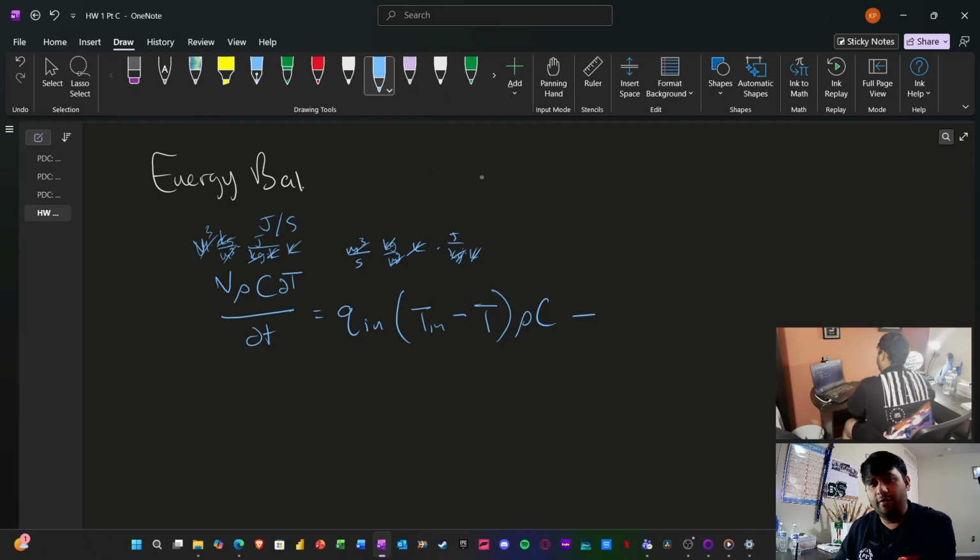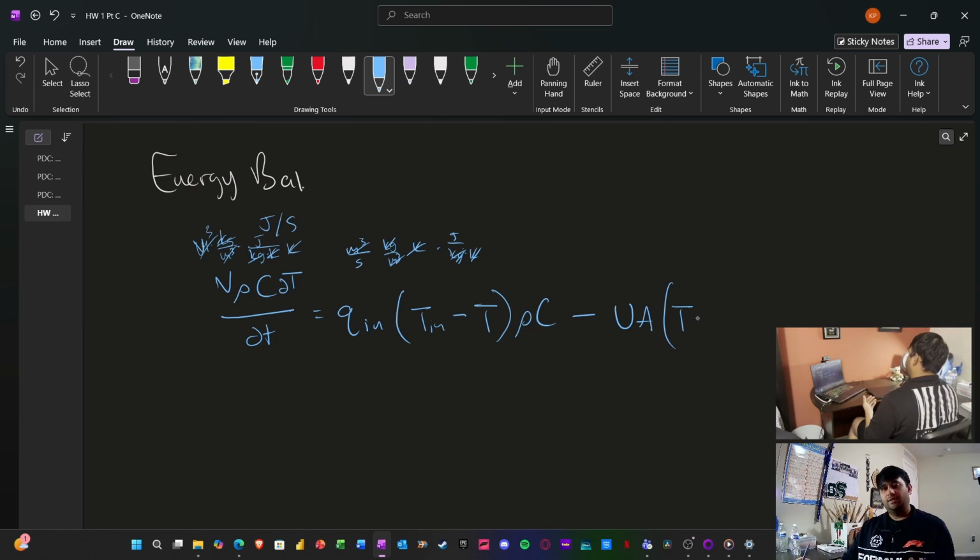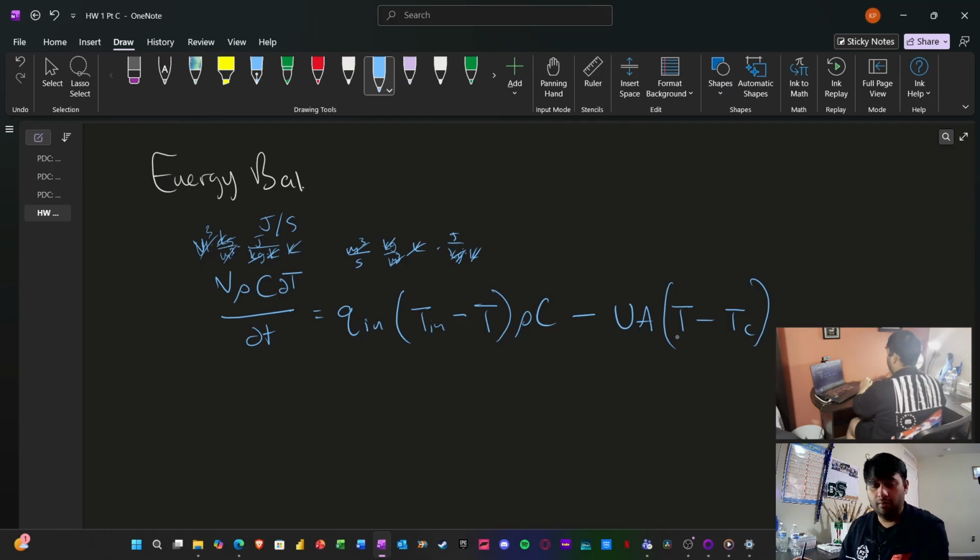However, we haven't accounted for the fact that we have a jacketed system as well. So we have to look at the overall heat transfer coefficient multiplied by the temperature within the tank minus the temperature of the cooling water that's circulating through, and that gives us our difference. And we're using subtraction because we're losing heat, or heat is leaving the system, so we're going to have a subtraction.